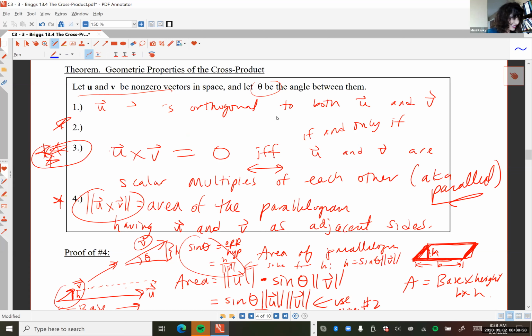Oh, well, that was nice. That's what PDF Annotate does for me.